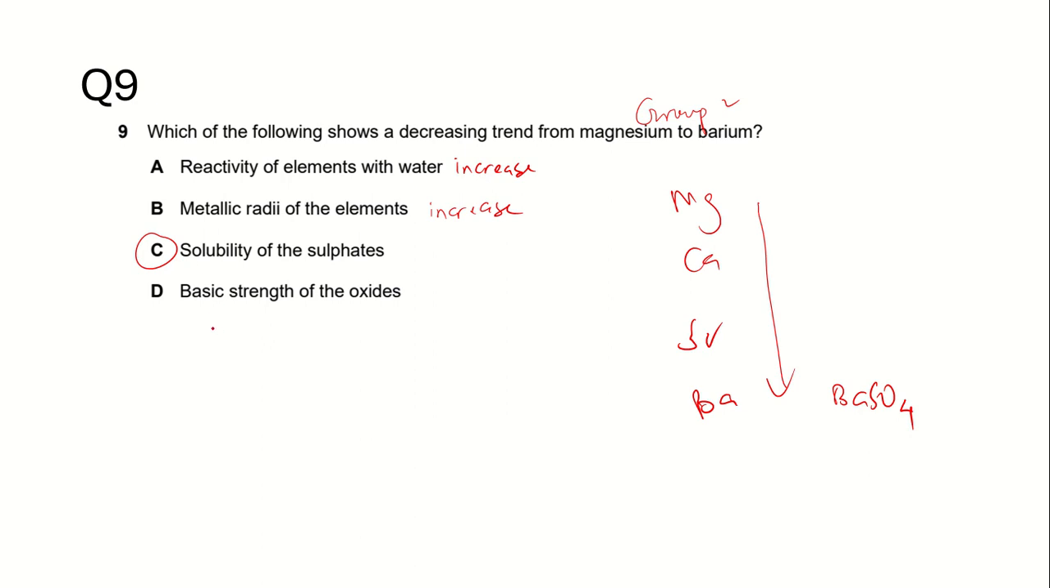Now D, basic strength of the oxide. Now magnesium oxide, calcium oxide, strontium oxide, and barium oxide, their solubility will increase going down the group. So if they dissolve more, forming more alkaline solution, so basic strength of the oxide should increase. So this is also increasing. That's why our answer is confirmed as C.